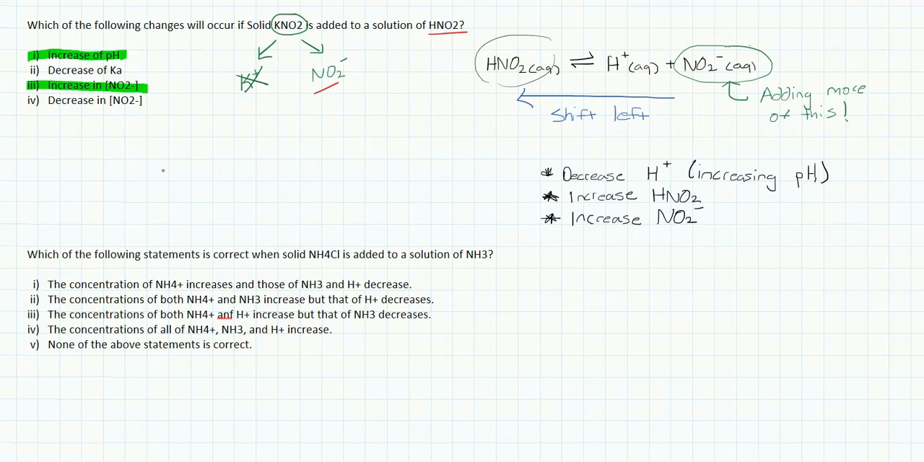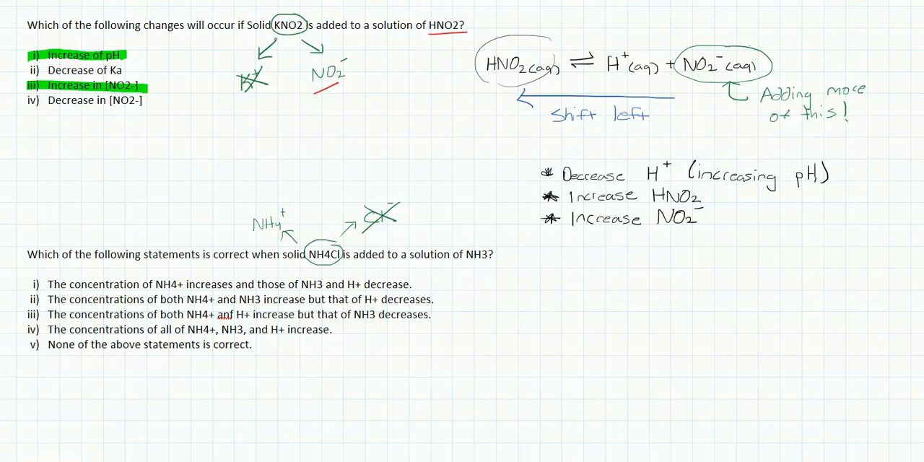Okay, next problem. It's similar, let's approach it similarly. Which of the following statements is correct when solid NH4Cl is added to a solution of NH3? Just like last time, I want to investigate this solid that we're adding here. What do we get that's important? Out of this, we have an NH4 plus ion and a chloride ion. Just as before, it's the NH4 plus that matters because that happens to be the conjugate acid of the base NH3. I am not worried about the chloride.